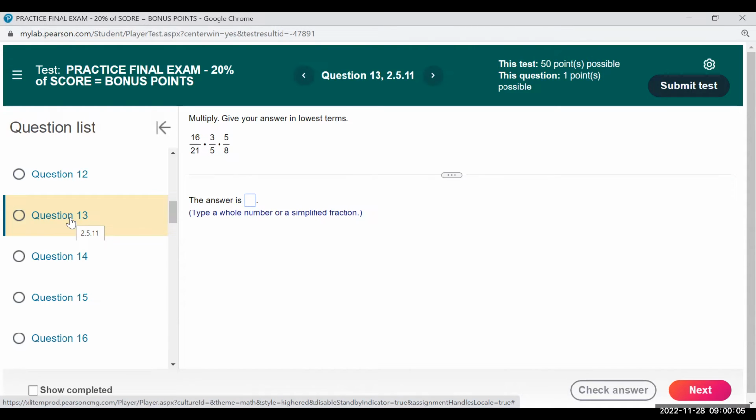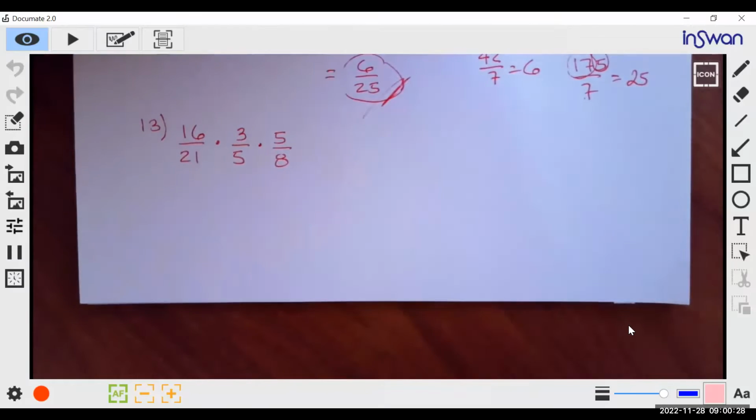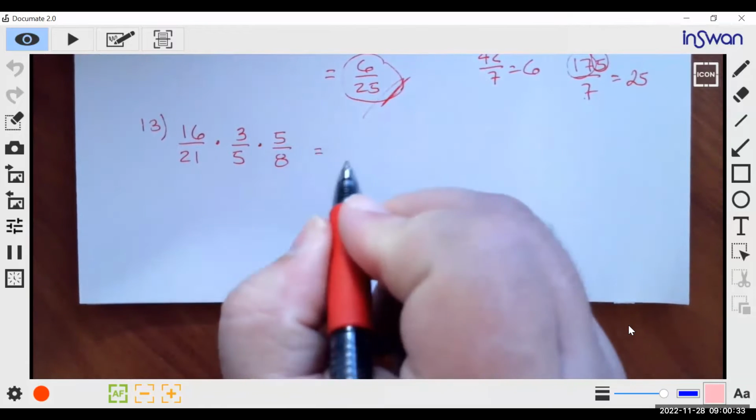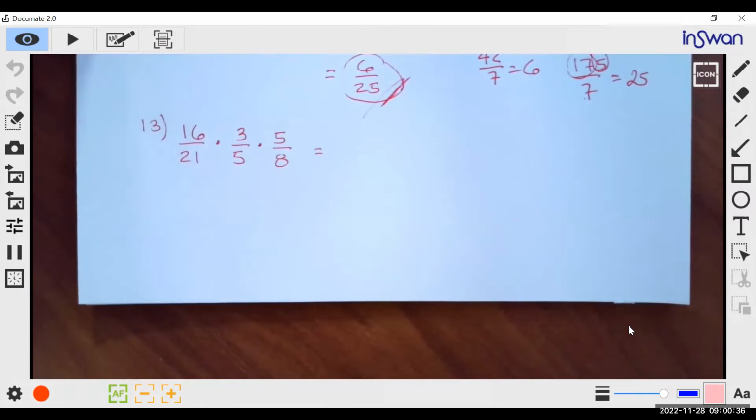Multiply, give the answer in the lowest form. 16 over 21 times 3 over 5 times 5 over 8. What's the rule about multiplying fractions? Before you multiply fractions, reduce.